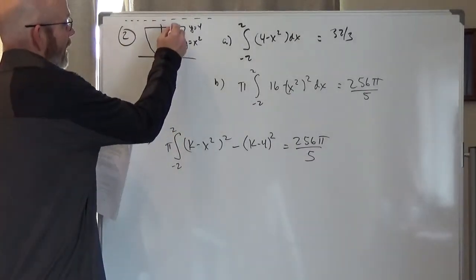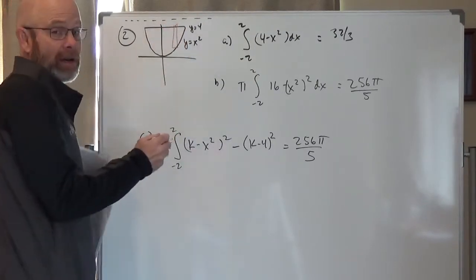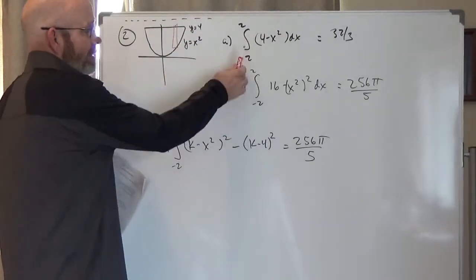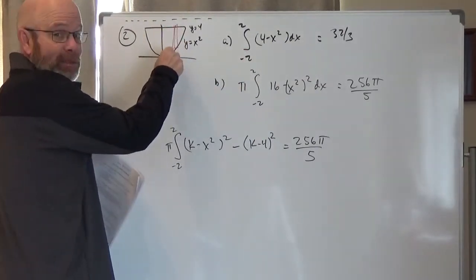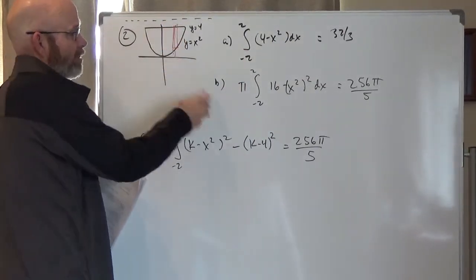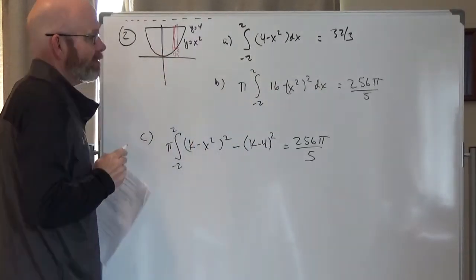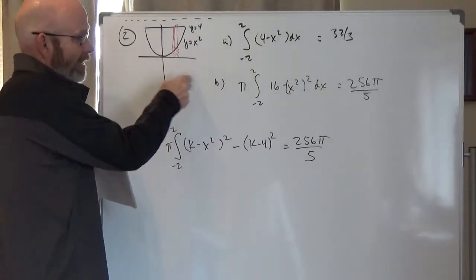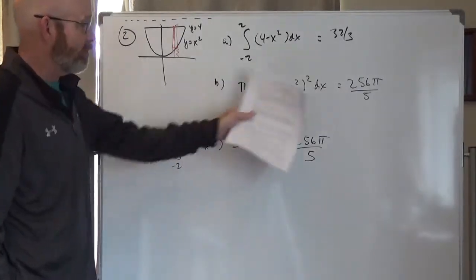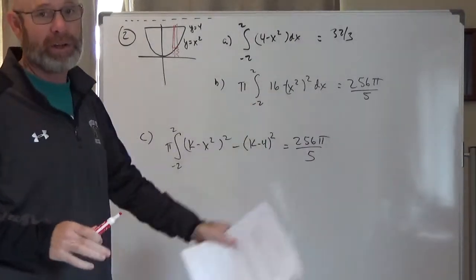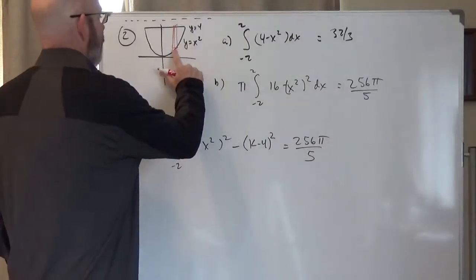Part B said revolve it around the x-axis. If I revolve this around the x-axis, it's the washer method. So it's pi, same limits, negative 2 to 2. The outside radius is that length, which is 4, so 4 squared, which is 16, minus the inside radius, which is that length, x squared. The answer is 256 pi over 5, and again, a decimal value is fine. If you did that whole thing on your calculator, totally fine.